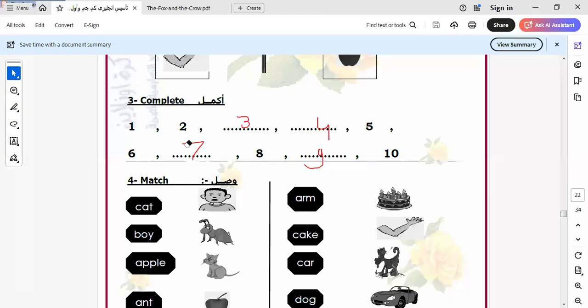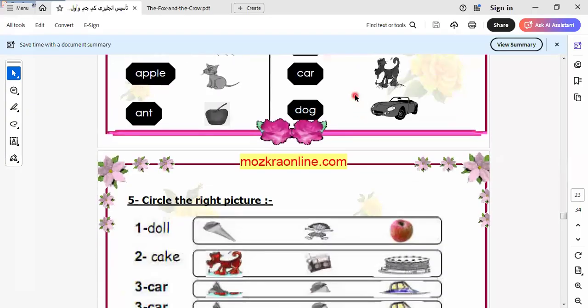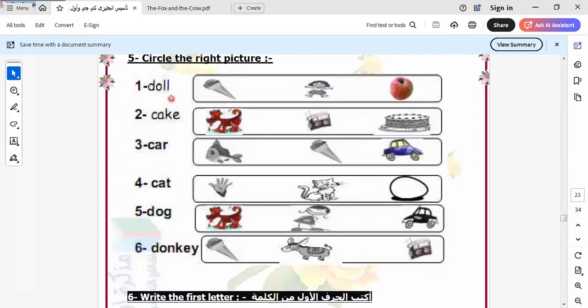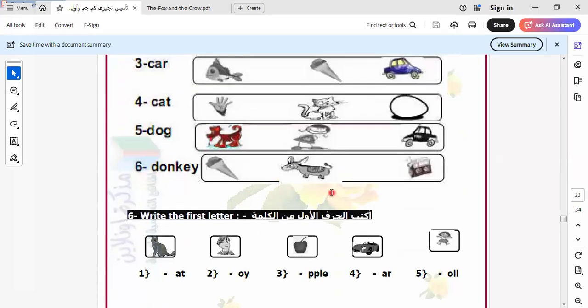Let's continue the rest of the exercise. I will leave this to do by yourself. I had the same exercise before, so I will leave this to do by yourself. Here is doll. Which one is doll here? This one in the middle. Cake, the last one. Car, the last one. Cat in the middle. Dog in the first picture. Donkey in the middle. Okay.